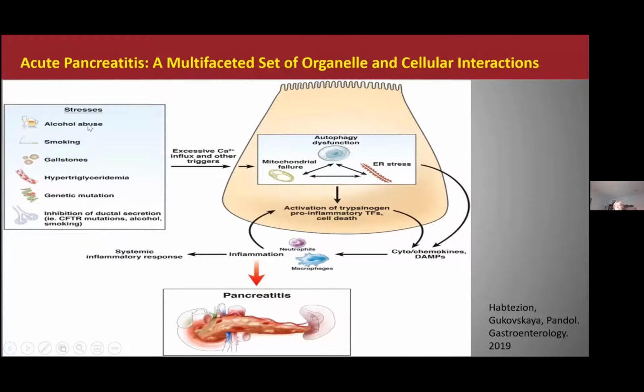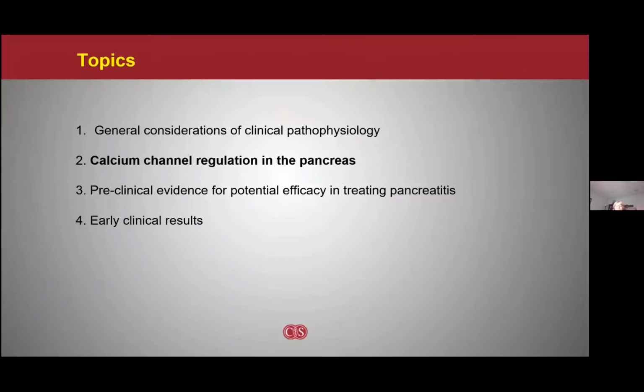Although a little presumptive at this point, we suggest that a variety of stresses that can cause pancreatitis from alcohol abuse, smoking, gallstones, hypertriglyceridemia, etc., can include excessive calcium influx that causes these cellular dysfunctions that lead to pancreatitis.